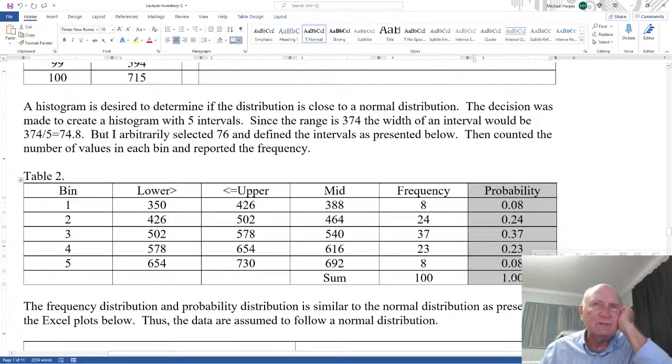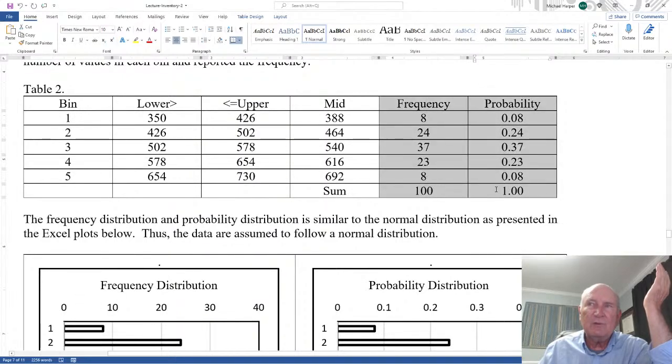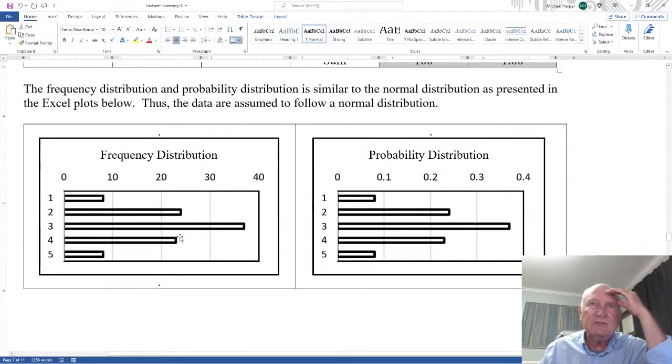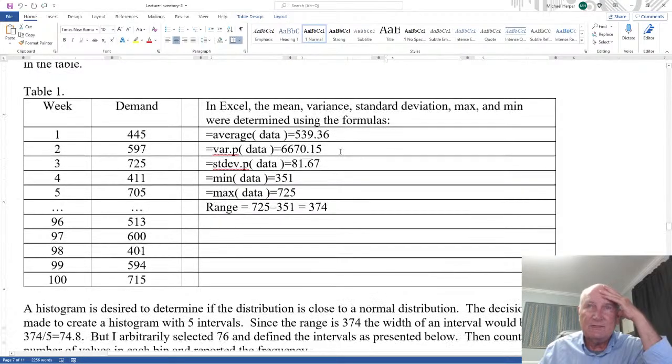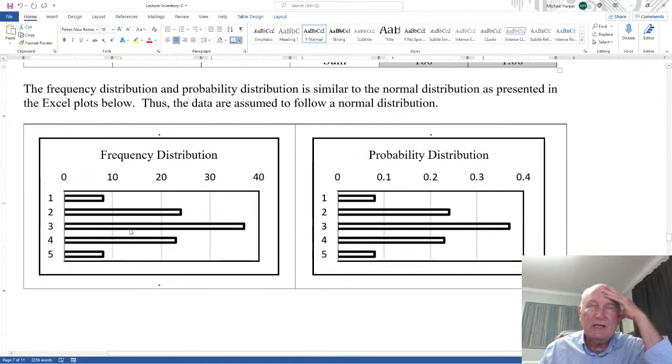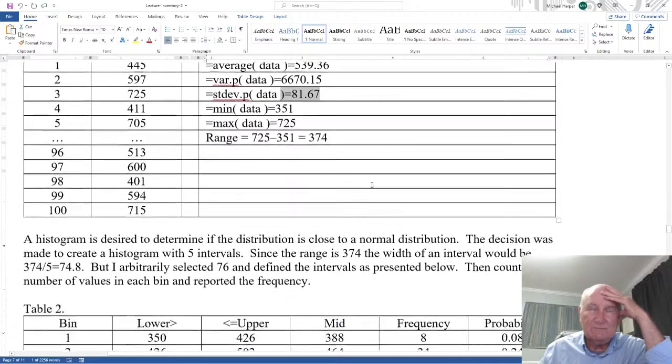Now the reason I'm doing this is the actual data. In Excel, you can plot the frequency, you can plot the probability. There's a frequency plot, there's a probability plot. All I'm showing you is nice and symmetric around some mean. Actually, the mean we calculate up here is 539.36. And the variance is 6670 with a standard deviation of 81.67.